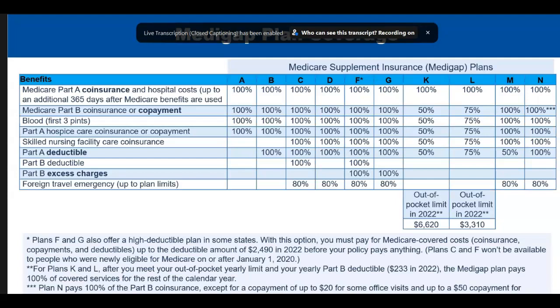Very much like auto insurance, if you get a very high deductible, your premiums will be low. If you have a low deductible, your premiums generally will be high. Next slide, please.